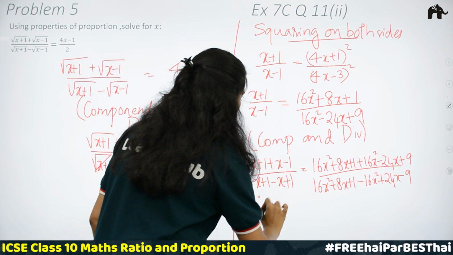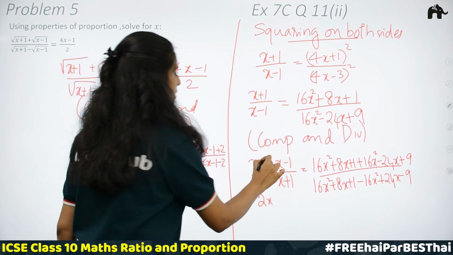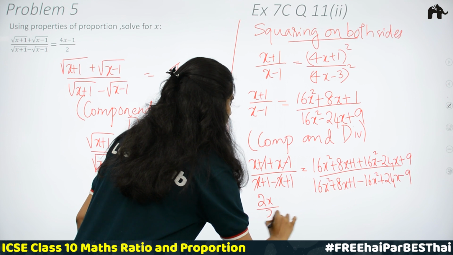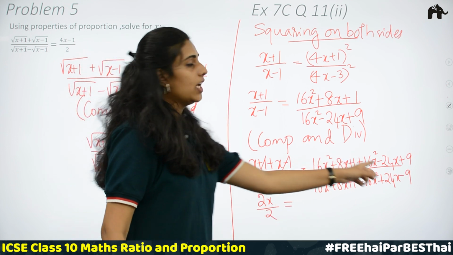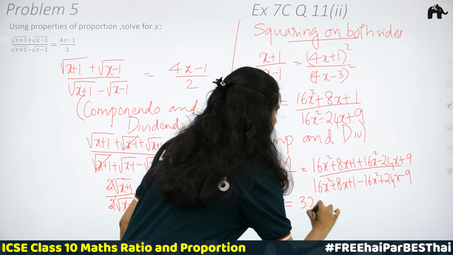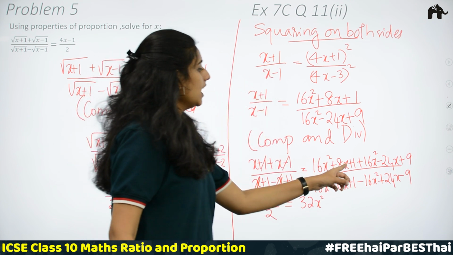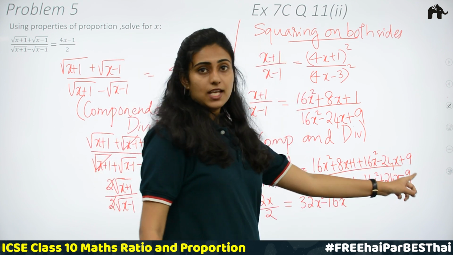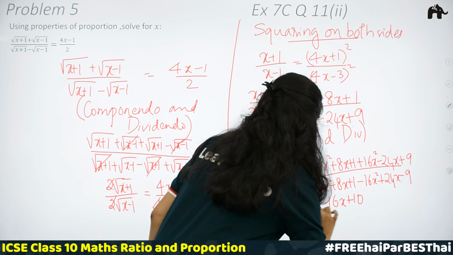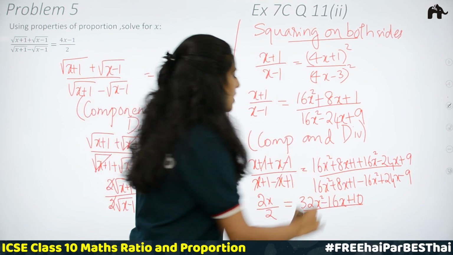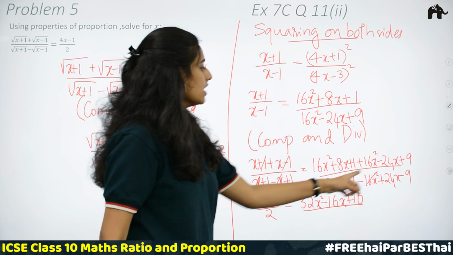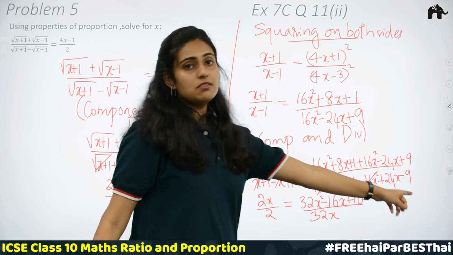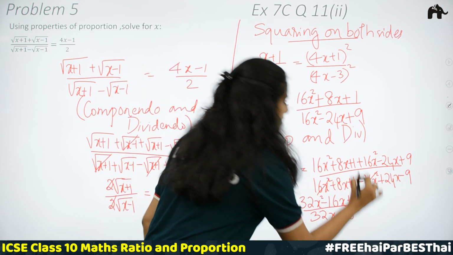x plus x, 2x, plus 1 minus 1 can be cancelled. x minus x can be cancelled. Plus 1, 2 divided by 2 is equal to 16x square plus 16x square is 32x square. 32x square plus 8x minus 24x, that is minus 16x, plus 1 plus 9, that is 10, divided by 16x square, and minus 16x square can be cancelled. 8x plus 24x is 32x. 32x plus 1 minus 9, that is minus 8.